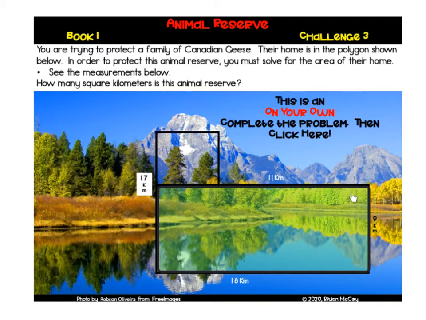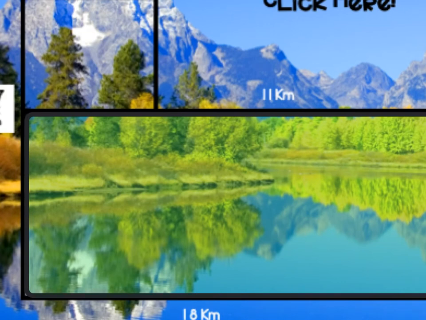And now you can see real easily that my base is 18 kilometers and my height is 9 kilometers. So if I use the area formula for a rectangle, I know that my formula is going to be A equals base times height. And as we said, our base is going to be 18 kilometers, and I'm going to multiply that by the 9 kilometers of the height.